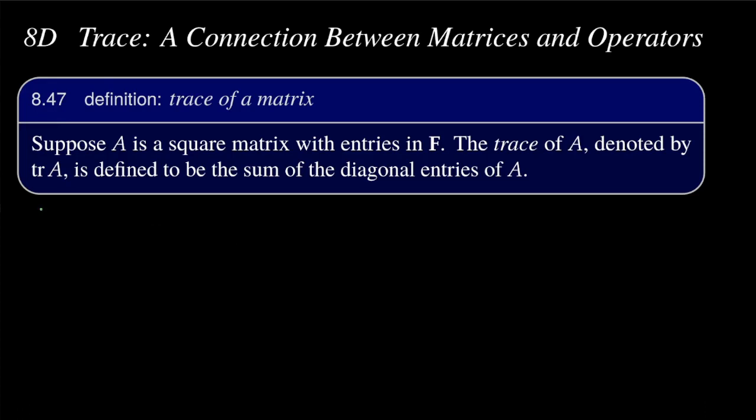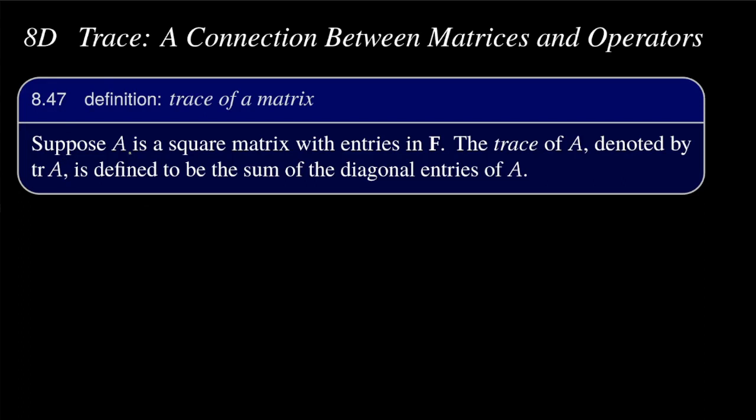The trace. You've probably seen trace before. The trace is all about a connection between matrices and operators. Similarly, the determinant is the same kind of business. Let's do the trace first. It's a little bit easier. They're both pretty easy. That's why they're used so widely. But let's do the trace.